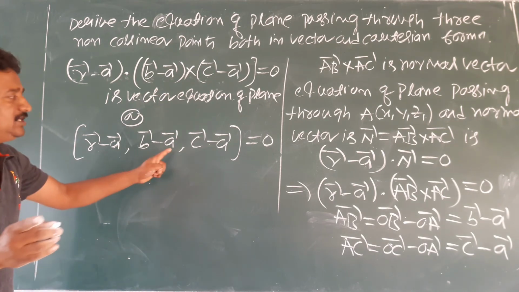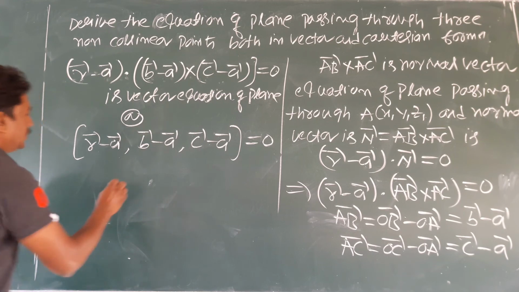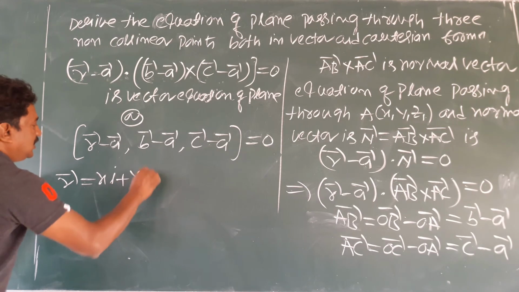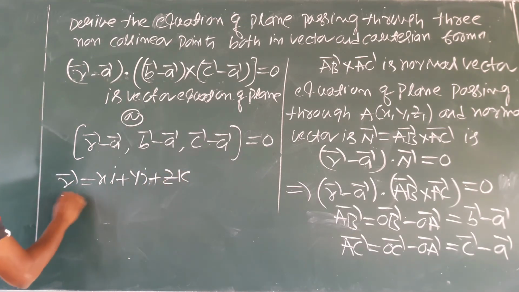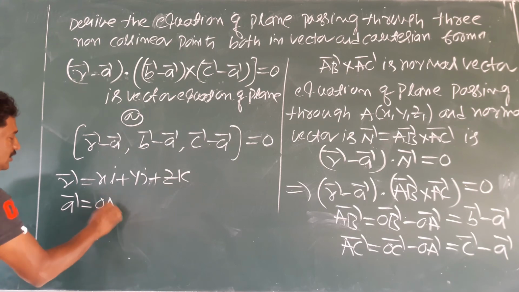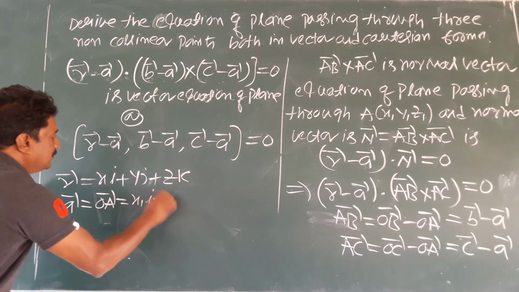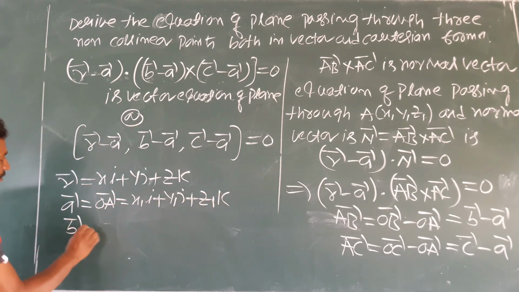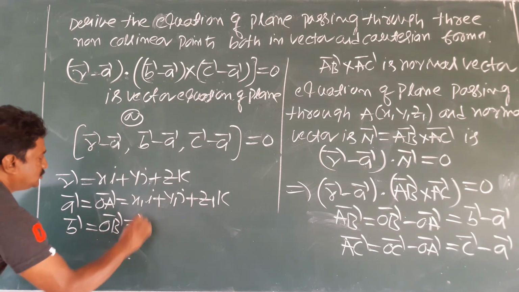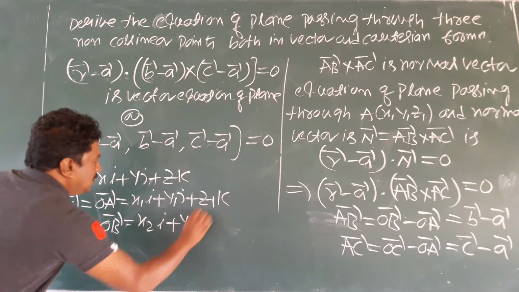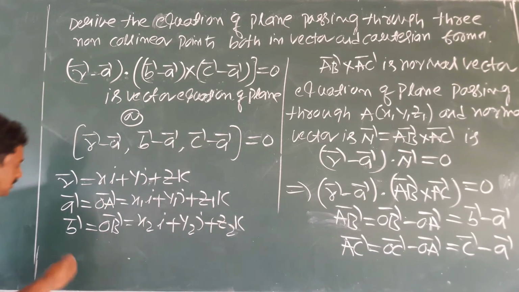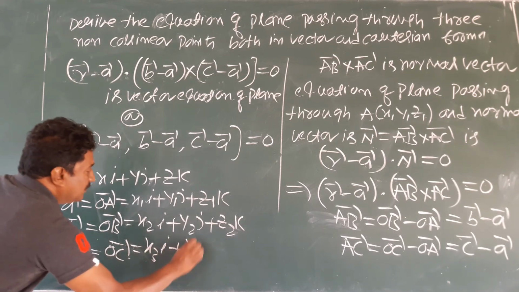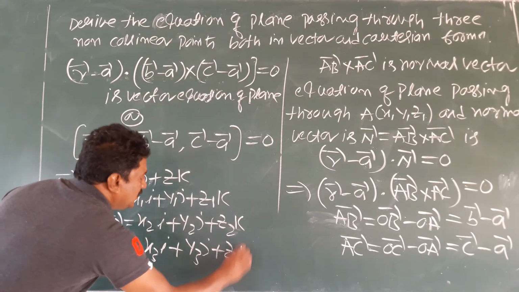Now let us go for changing this into Cartesian form. So R is equal to xi plus yj plus zk. Point A means OA. What is vector OA, students? x1i plus y1j plus z1k. B means OB, x2i plus y2j plus z2k. C means OC, x3i plus y3j plus z3k.